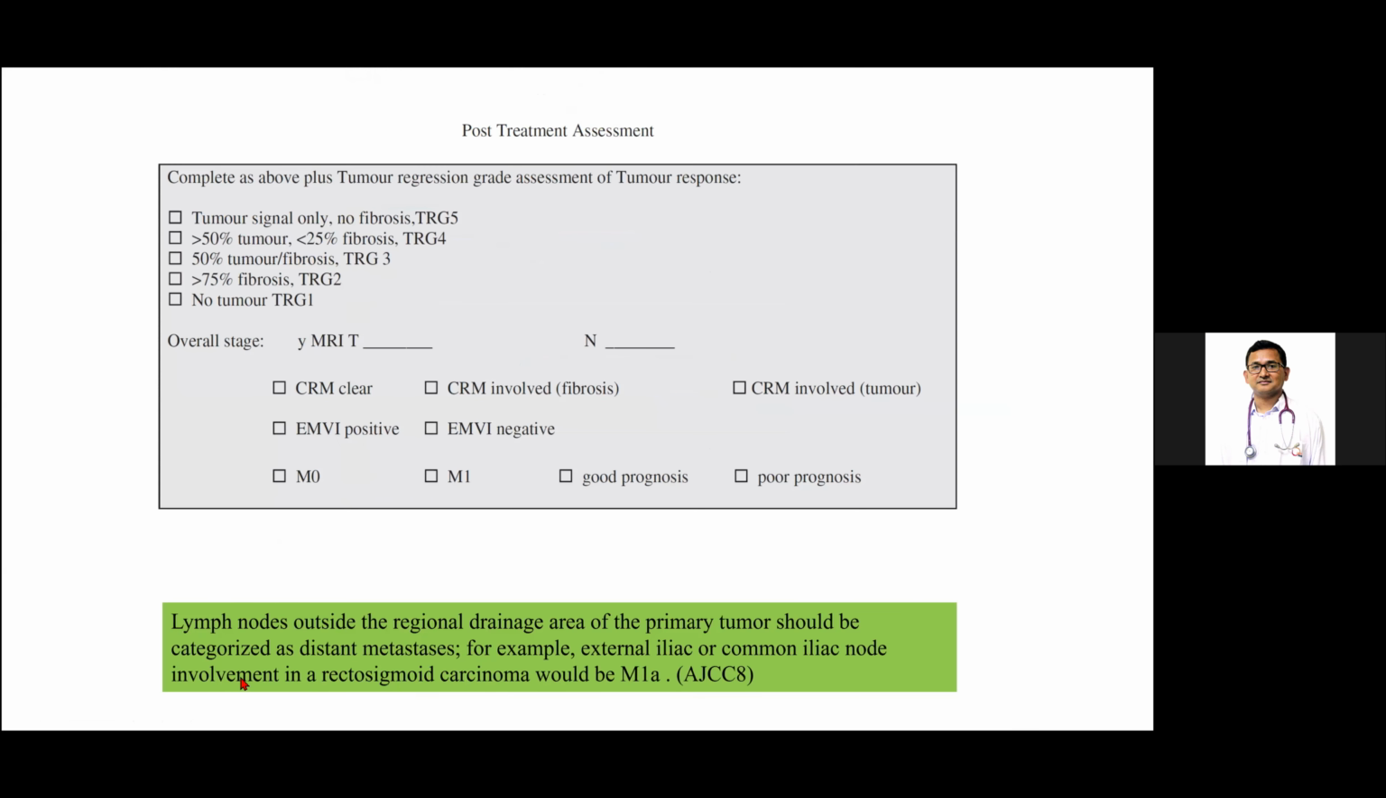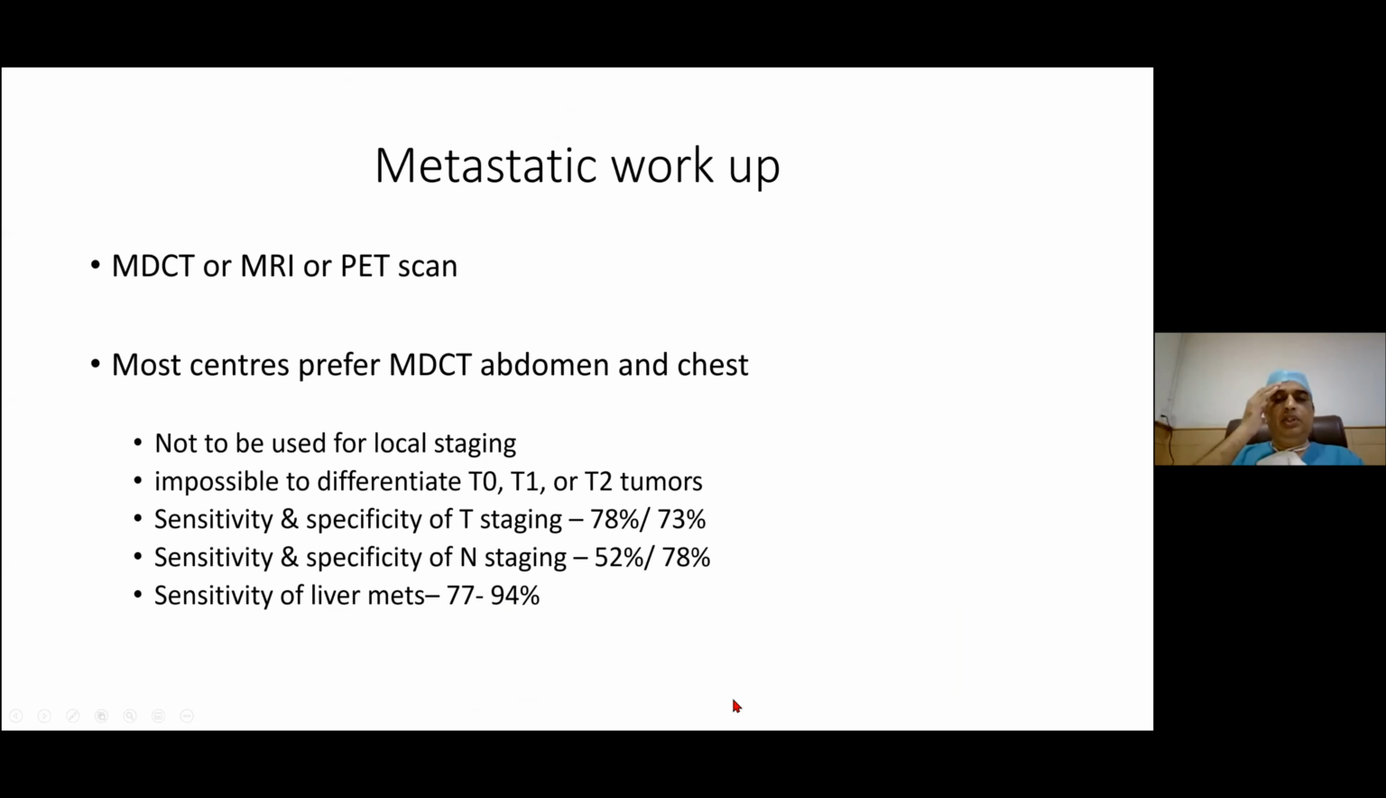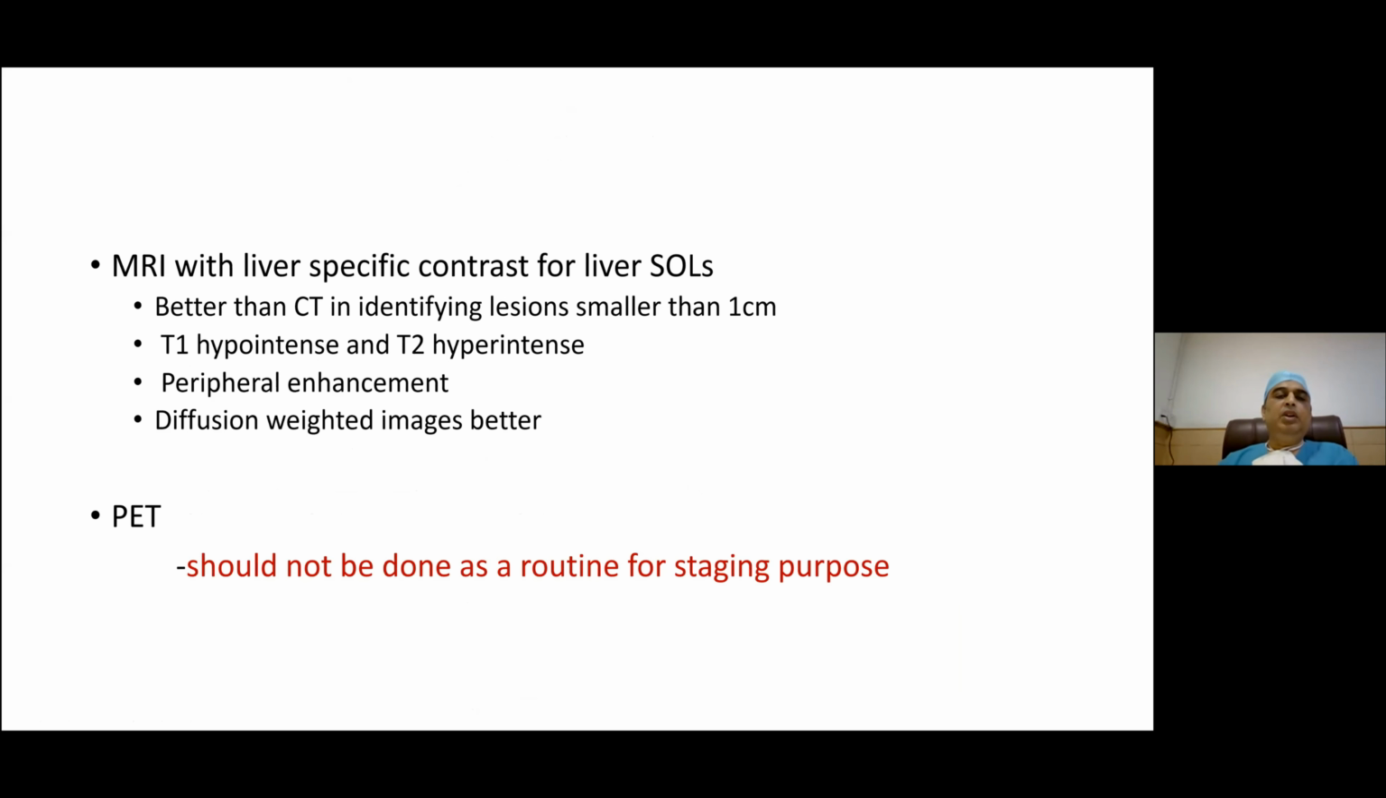And always note that if the lymph nodes are outside of the primary drainage area, these are classified as M1A, not as regional lymph nodes or N2 or N3. If the external iliac or common iliac nodes are involved in rectosigmoid or upper rectum, then it becomes M1A, not a localized disease. For metastatic workup, the standard is CT abdomen and chest. We have been doing a PET scan at our center as a study protocol, but the standard of care is CT abdomen and chest. And if there is a doubtful lesion, MRI with liver-specific contrast is better to delineate the liver as well as to know the exact extent of lesions.